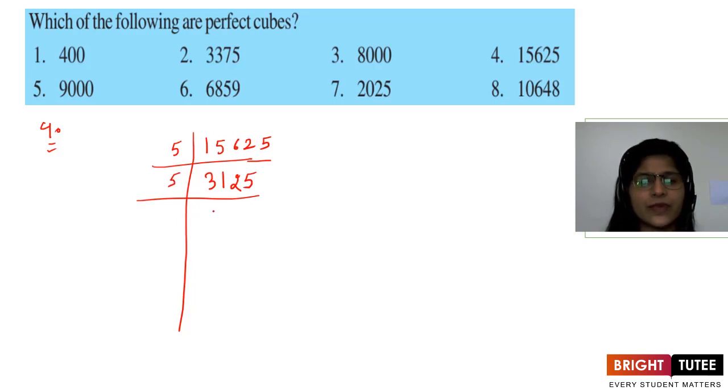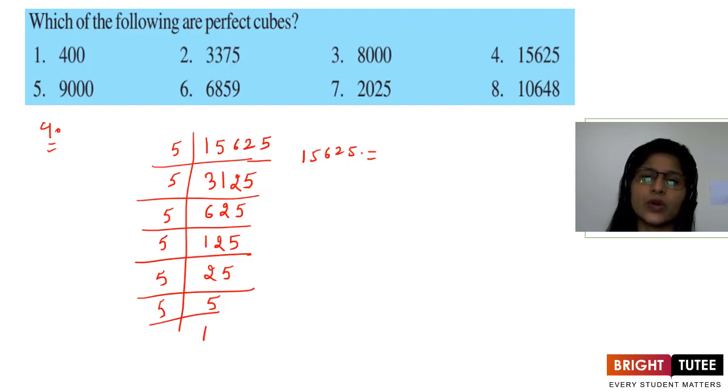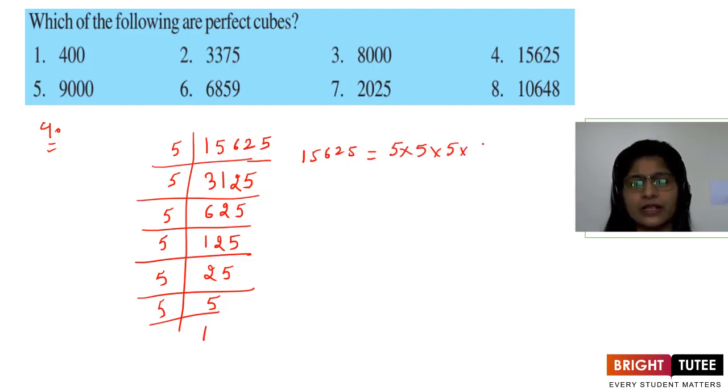Again with 5, 5 sixes are 30, 1 is left, 5 twos are 10, 2 is left, 5 fives are 25. Again with 5, 5 ones are 5, then 5 twos are 10, 2 is left, 5 fives are 25. So 5 twos are 10, 5 fives are 25, again divisible by 5 and 5 is divisible by 5 itself. So 15,625 can be written as 5 into 5 into 5 into 5 into 5 into 5.